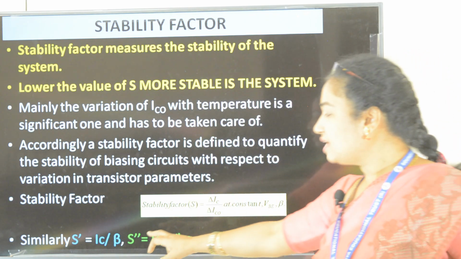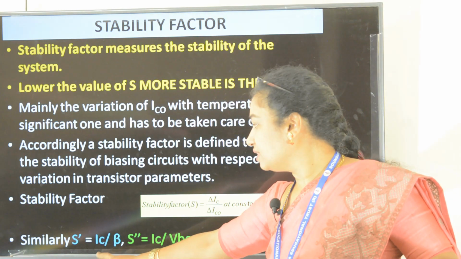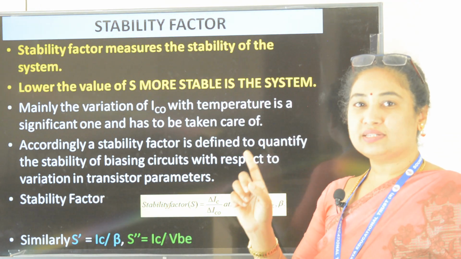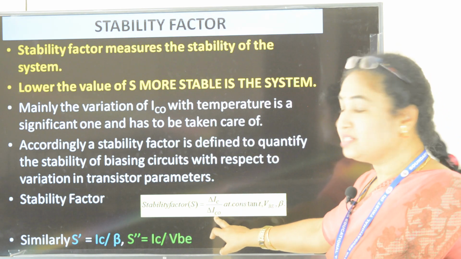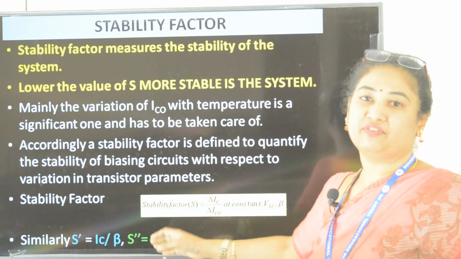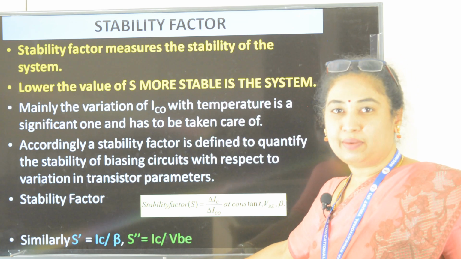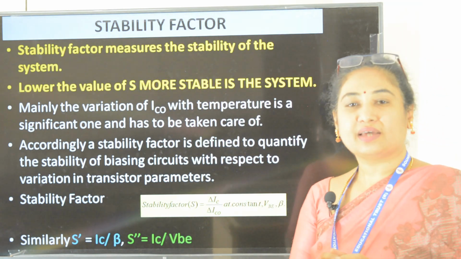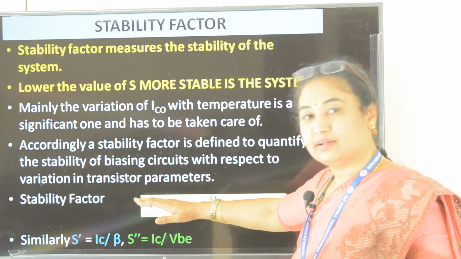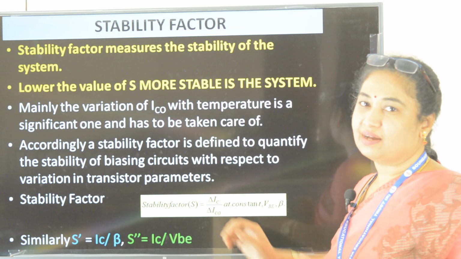We have S dash and S double dash. In S dash, this is a type of stability factor where beta is in the denominator, IC divided by beta at constant ICO and VBE. Another type of stability factor, S double prime, is equal to IC divided by input voltage VBE, with the other two parameters, ICO and beta, constant. And in our discussion, we are focusing only on S, which is equal to delta IC by delta ICO.